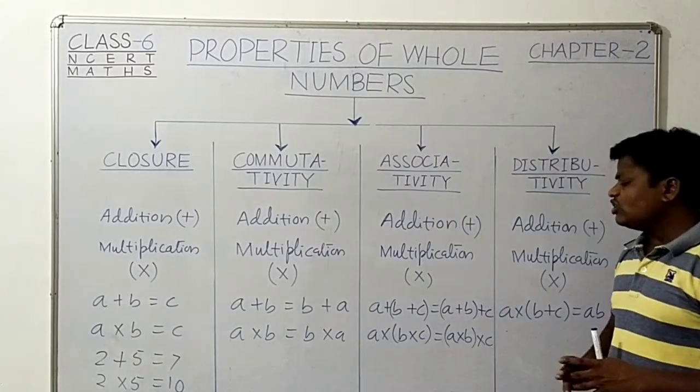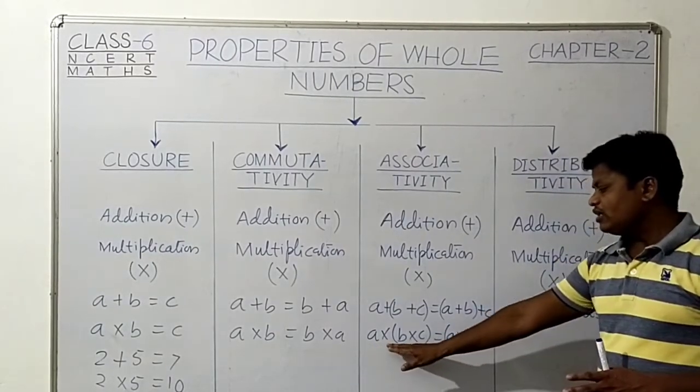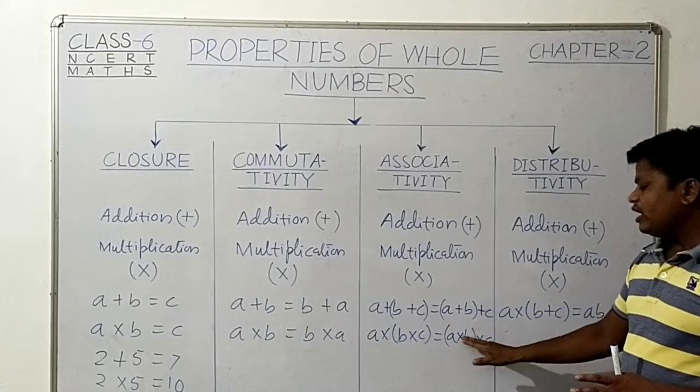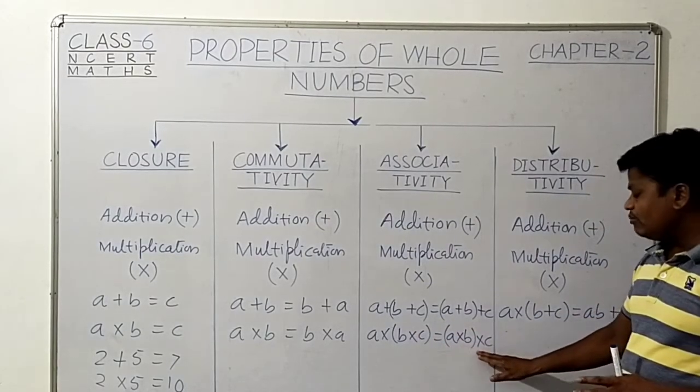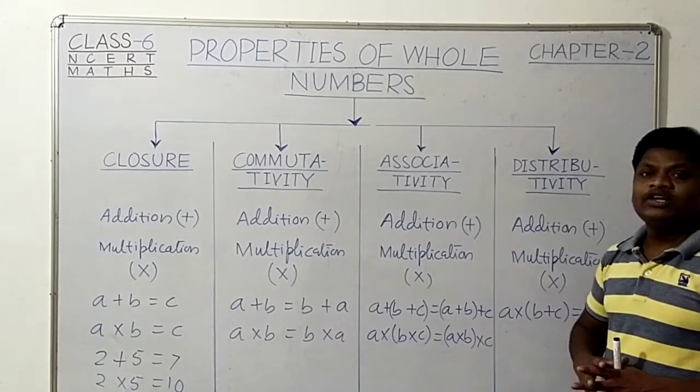Now in the case of multiplication you will get the same result. If I multiply A with B into C, that is in the bracket, that is equal to A into B in the bracket, multiplied with C. You will get the same result, right? So this is the associativity property.